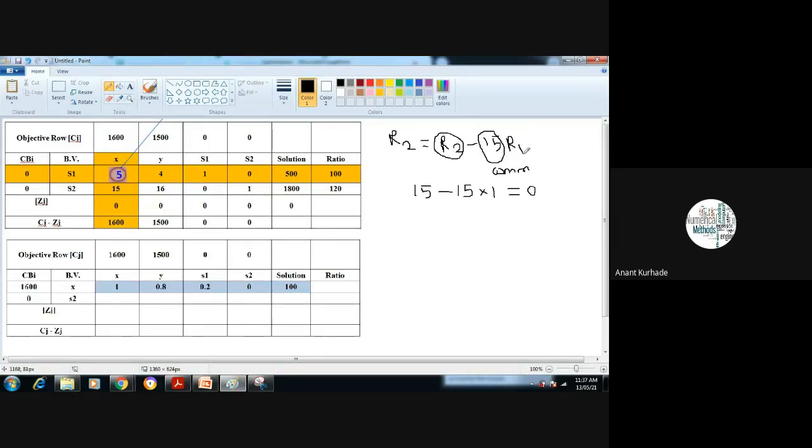R1 means row number 1. Remember, the new value for row number 2 is equal to the old value of row number 2 minus 15 into the new value of row number 1. Write down this formula somewhere. That is, the old value from row number 2 minus 15 into the new value of row number 1.